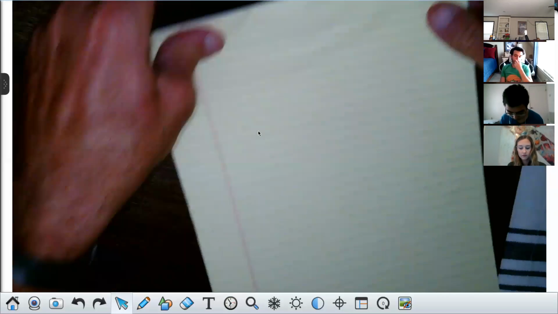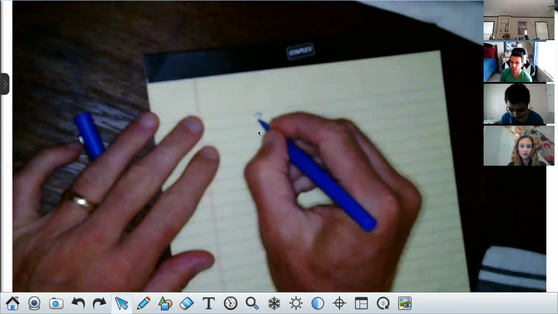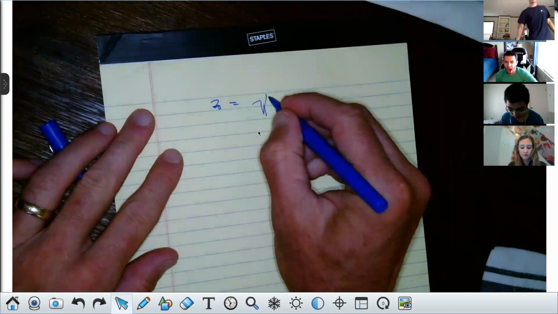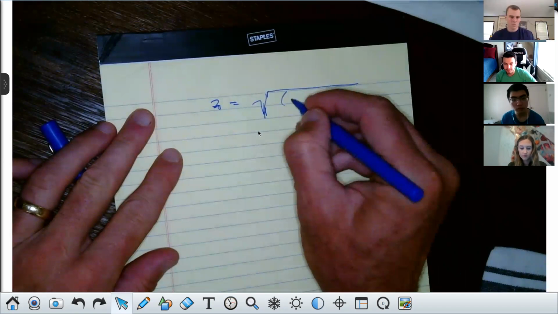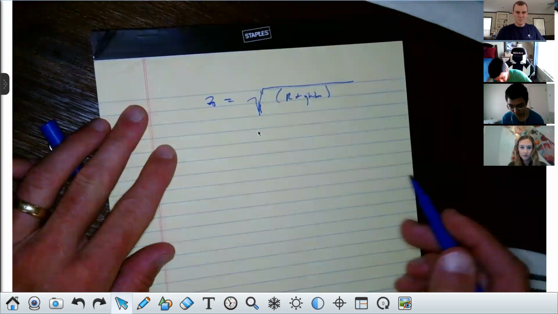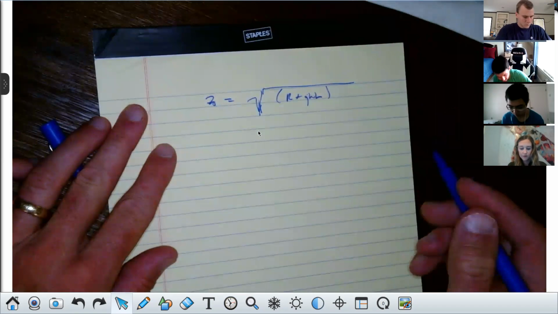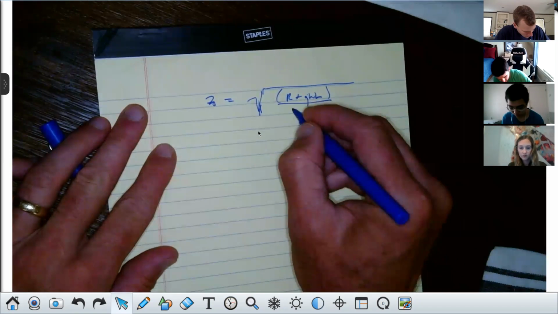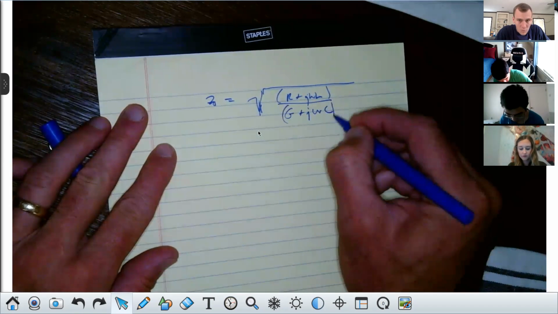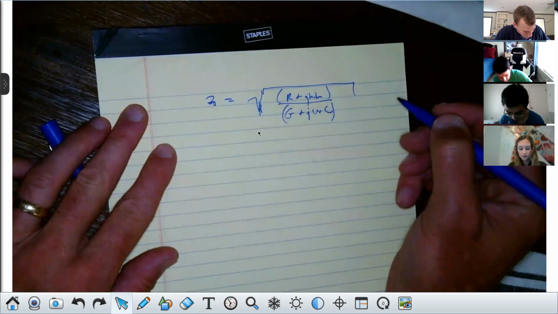They actually gave you some information. First of all, I know Z naught is equal to the square root of R plus J omega L, where these are per unit length resistance, capacitance, and inductance, divided by G plus J omega C. Do y'all remember how we did this last time? That's the characteristic impedance by definition.